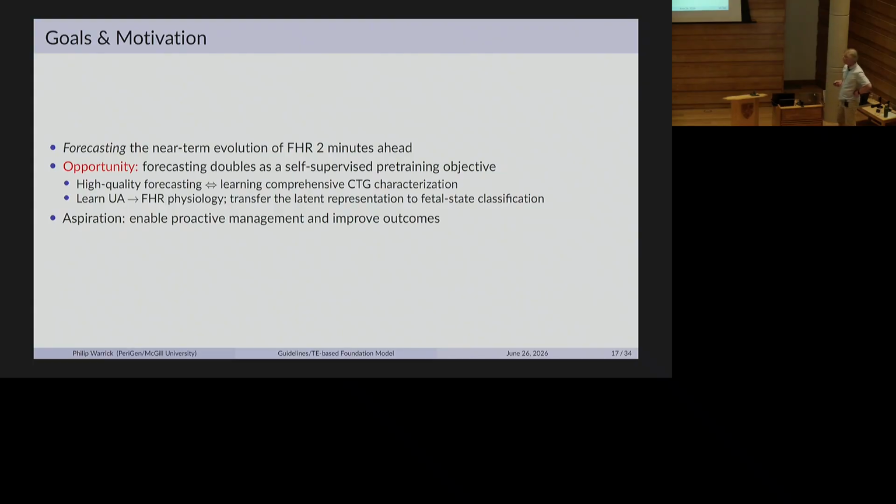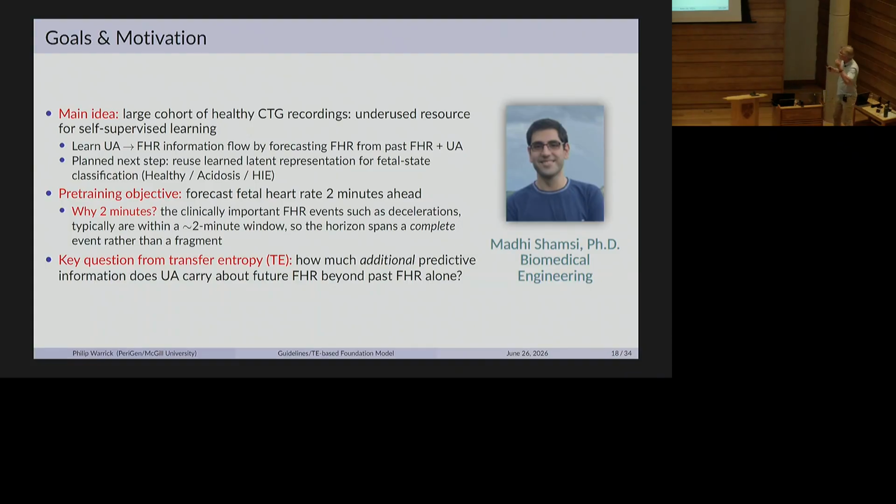So the idea here is we've chosen a pretext task of forecasting the next 2 minutes of FHR, which serves as a self-supervised pre-training objective. High quality forecasting should encourage learning a comprehensive CTG characterization and vice versa. And the idea that we're going to learn the coupling between uterine activity and FHR is built into the latent representation that we learn. And hopefully this is going to help on the clinical side. And this is Madi's work.